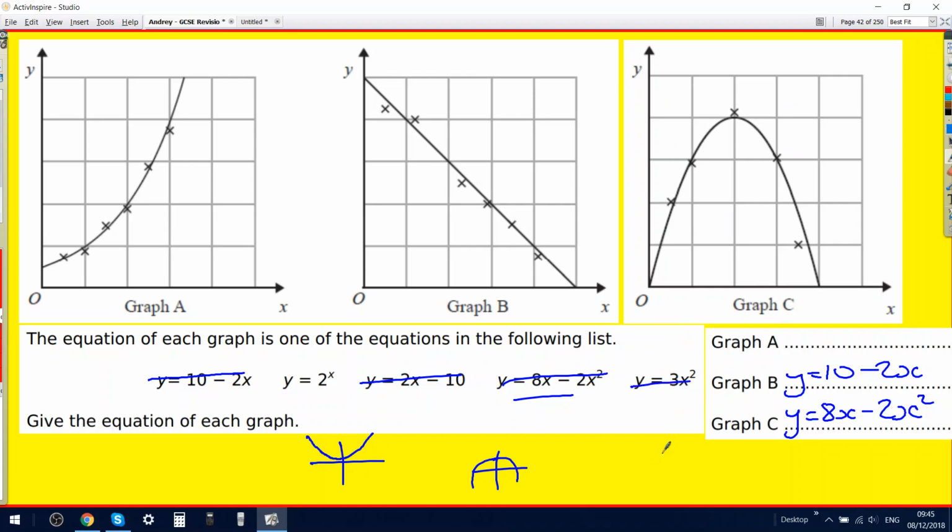And so A? y equals 2 to the x. Yeah, that's the only one left over. That's an exponential. Okay, any questions about anything there? No.